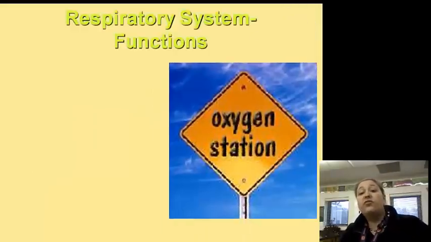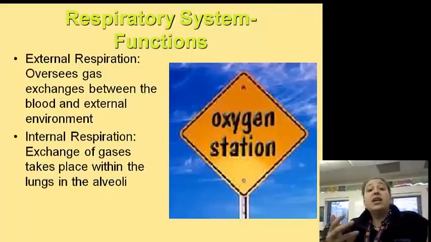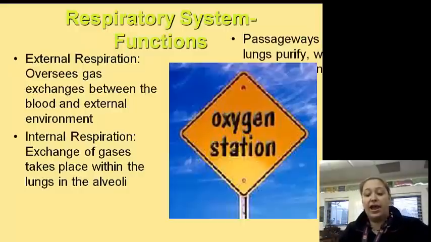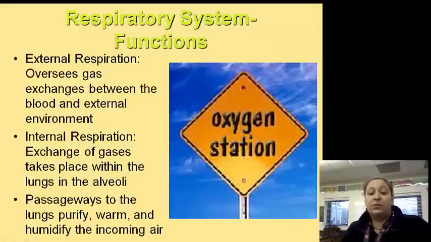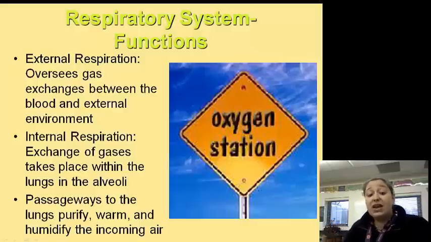Okay, so what are the functions of the respiratory system? First off, we've got external respiration. Oversees gas exchange from the blood to the external environment. Then we've got internal respiration. Exchange of gas taking place within the lungs and the alveoli. Then, finally, we've got passageways to the lungs to purify, to warm, and then to humidify the incoming air.